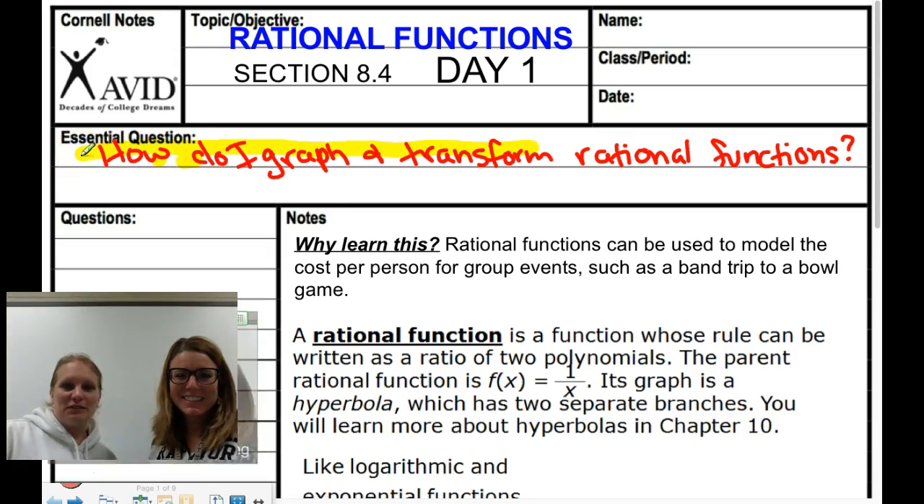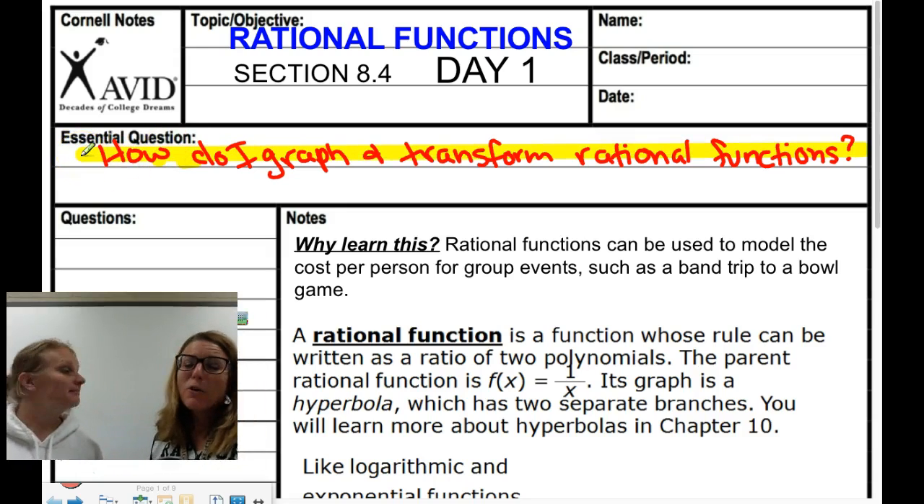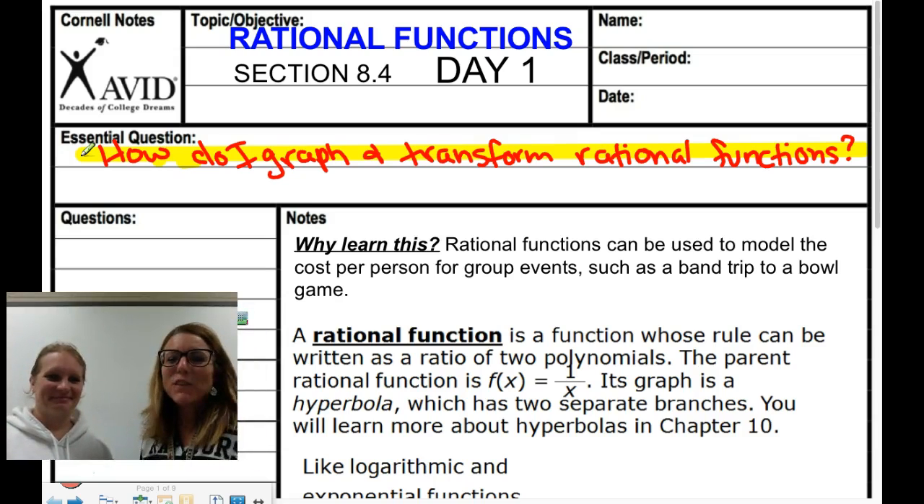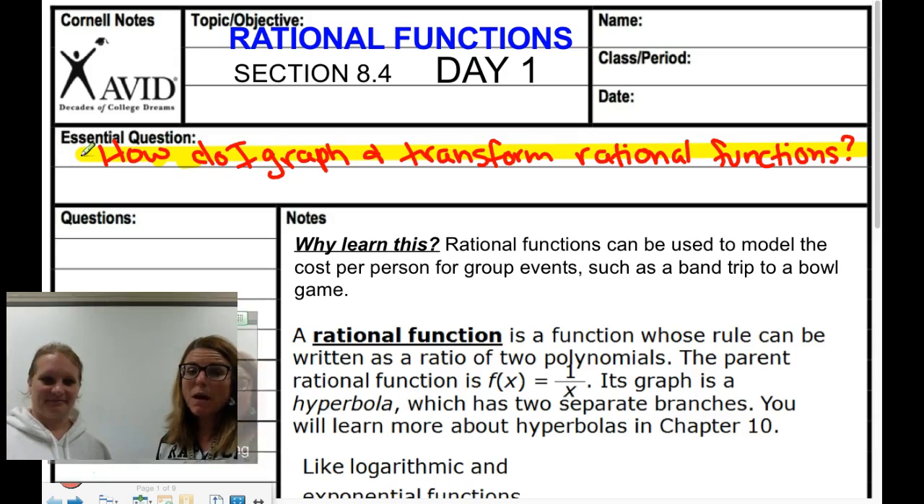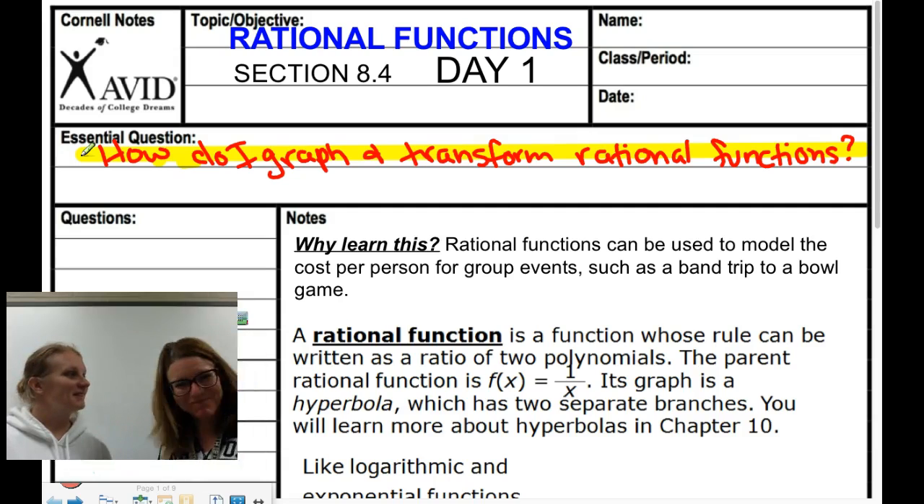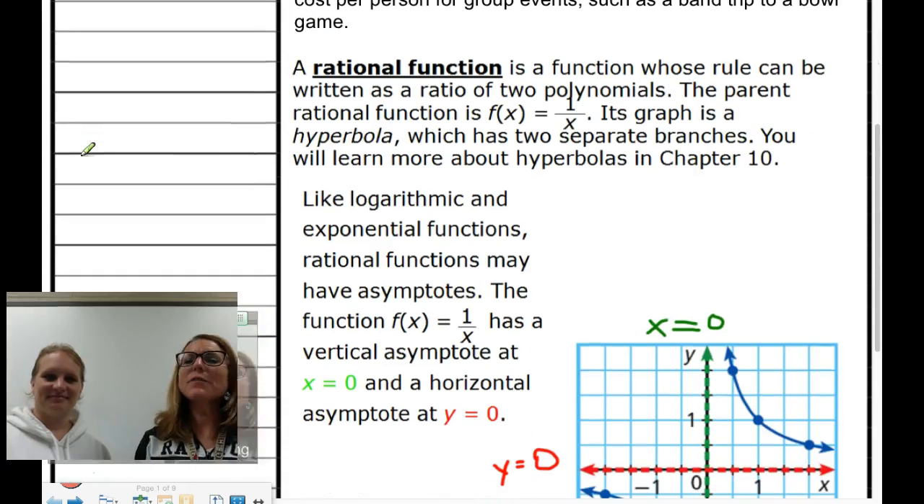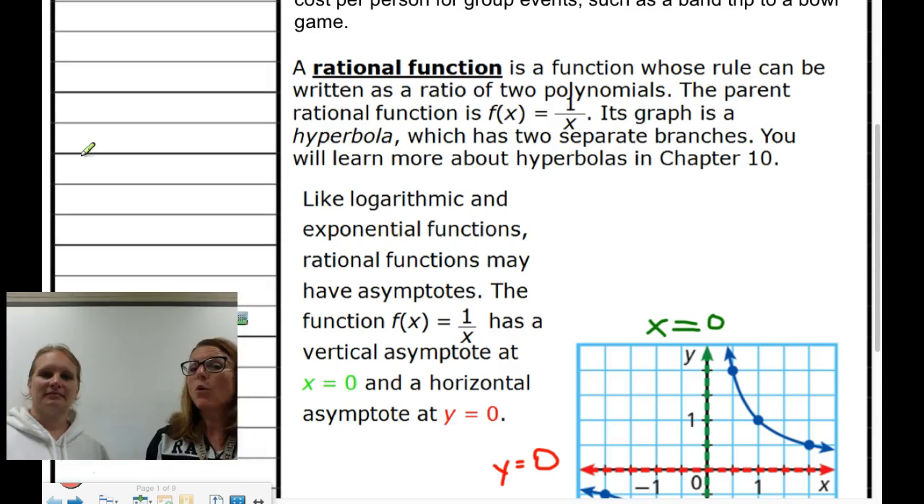How do I graph and transform rational functions? Why do we learn this? Great question. Rational functions can be used to model the cost per person for group events, such as a band trip to a bowl game. Fun. A rational function is a function whose rule can be written as a ratio or fraction of two polynomials.